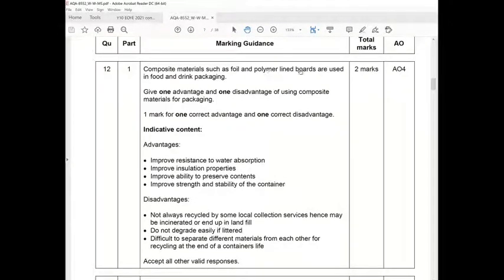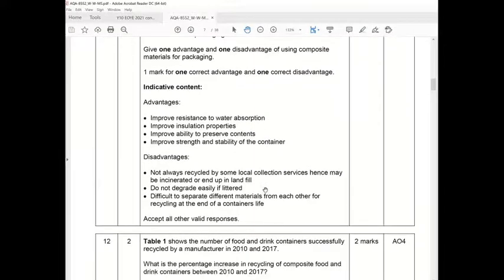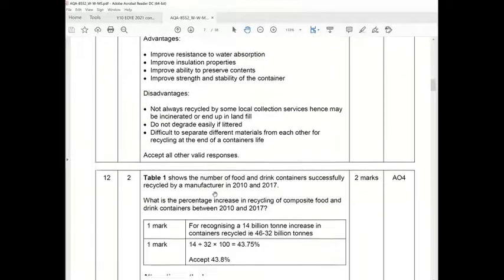Composite materials such as foil and polymer. Okay, the advantages: improve resistance to water absorption, improve insulation properties. Good one, isn't it? Improve ability to preserve contents, improve strength and stability. Disadvantages: recyclability. It doesn't degrade if littered. Same sort of thing, isn't it? Difficult to separate. Again, the same sort of thing.